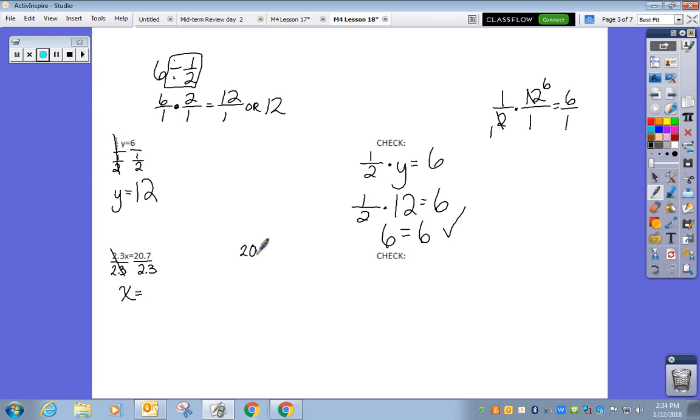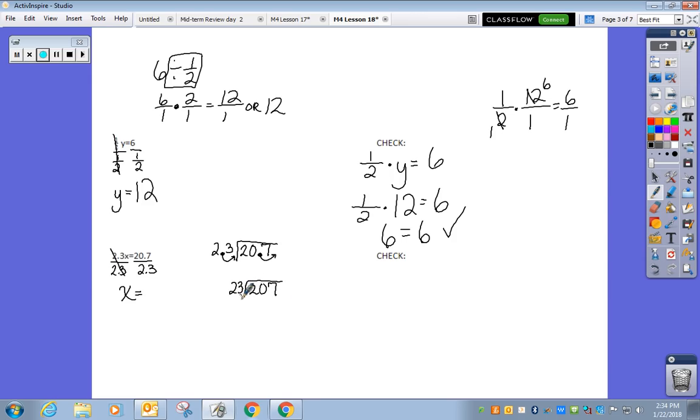So I'm doing 20.7 divided by 2.3. Just a reminder that we don't actually divide by the decimal. We're going to move the decimal point to the end to make it a whole number. Since I moved it over one place, I'm going to move the decimal in my dividend over one place as well, changing this into 207 divided by 23.